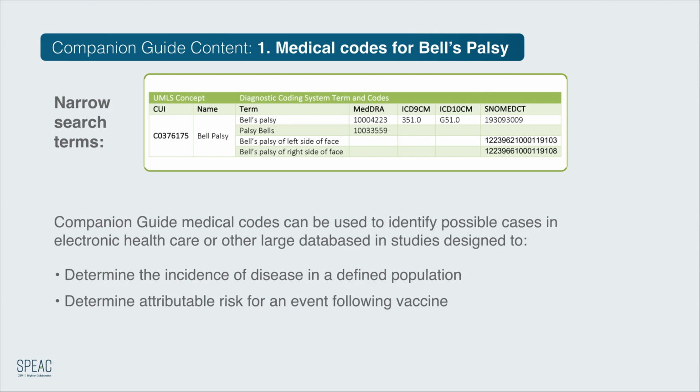Such studies that are often conducted in electronic health records need a code list to be created to identify the events from administrative electronic databases. The companion guide provides the ICD-9-CM, ICD-10-CM, and SNOMED codes that can be incorporated in such a code list to identify the cases in the data sources.